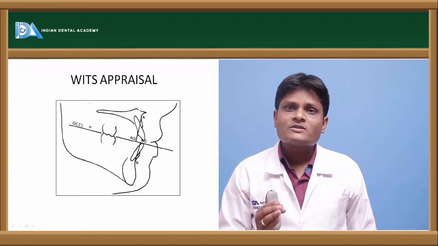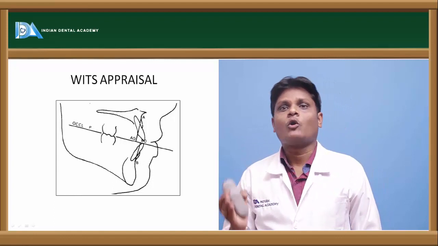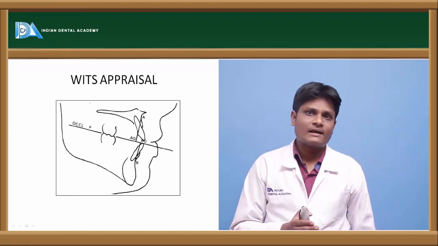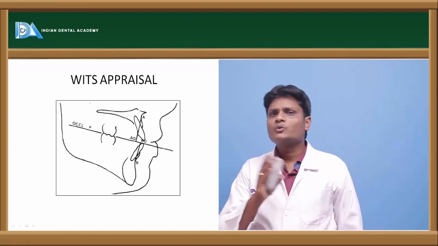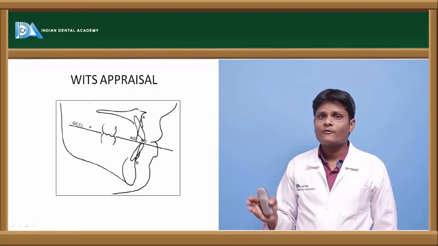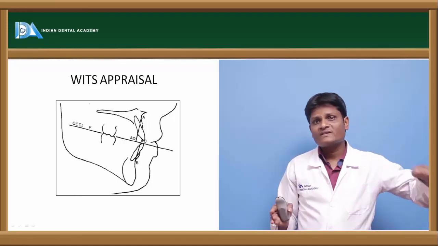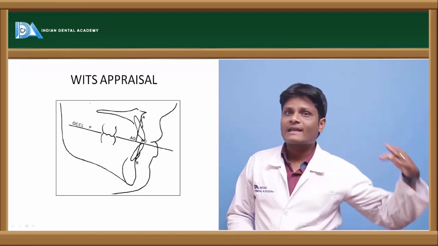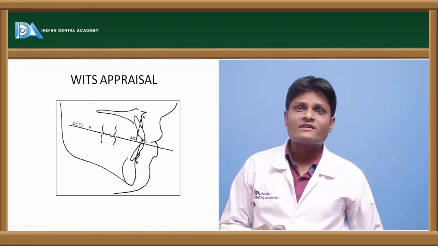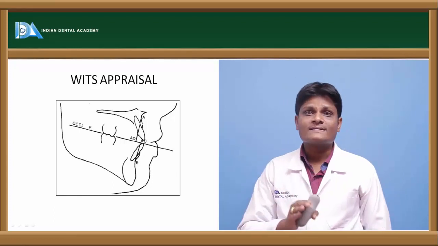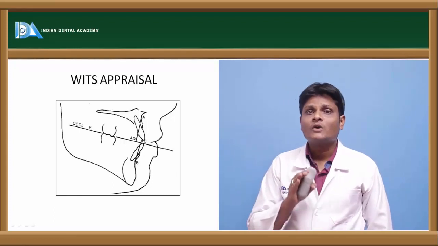Now, the rotations of these jaw bases will also have an effect on the parameters in Steiner's analysis. So these are two drawbacks of Steiner's analysis as well as Wits appraisal, because Wits appraisal is under the influence of changes in the occlusal plane, whereas Steiner's analysis is under the influence of changes produced by the rotations of the maxillary and mandibular skeletal bases. These points you should note down.